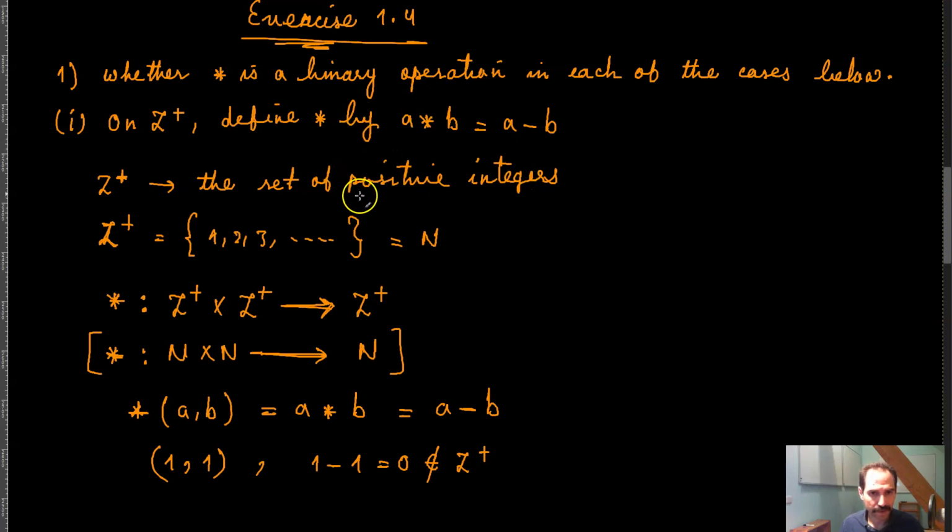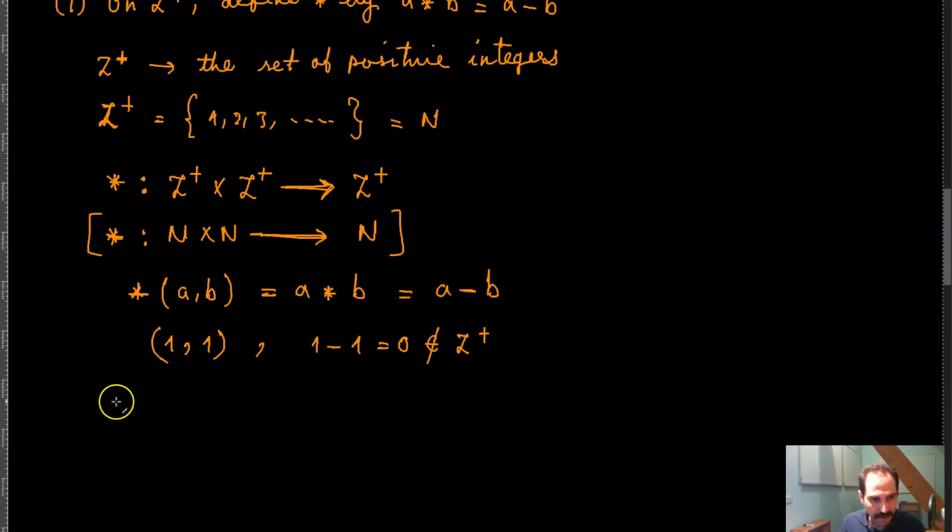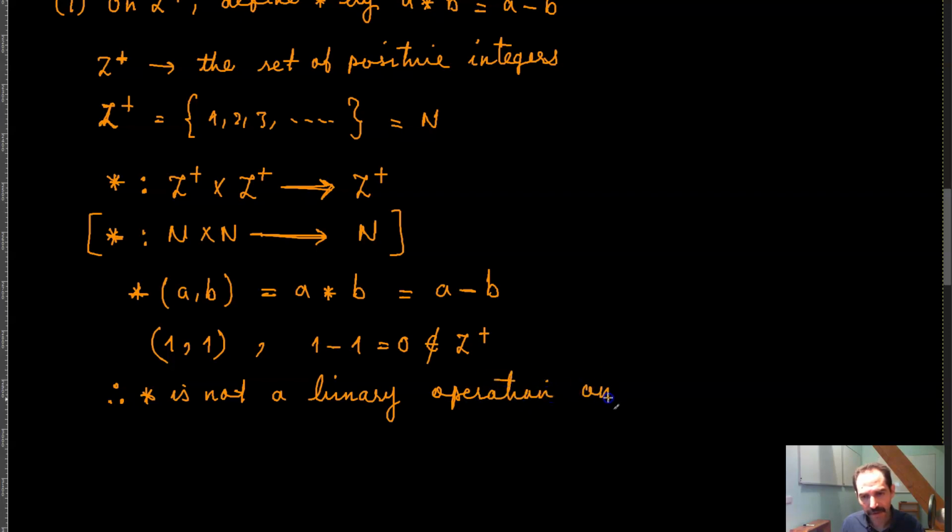Or you can say that basically subtraction. You cannot just say subtraction, because subtraction doesn't make much sense. You have to say what you are subtracting from what. A minus B would be different from B minus A. So then, based on this, you can say that star is not a binary operation on Z plus, right?